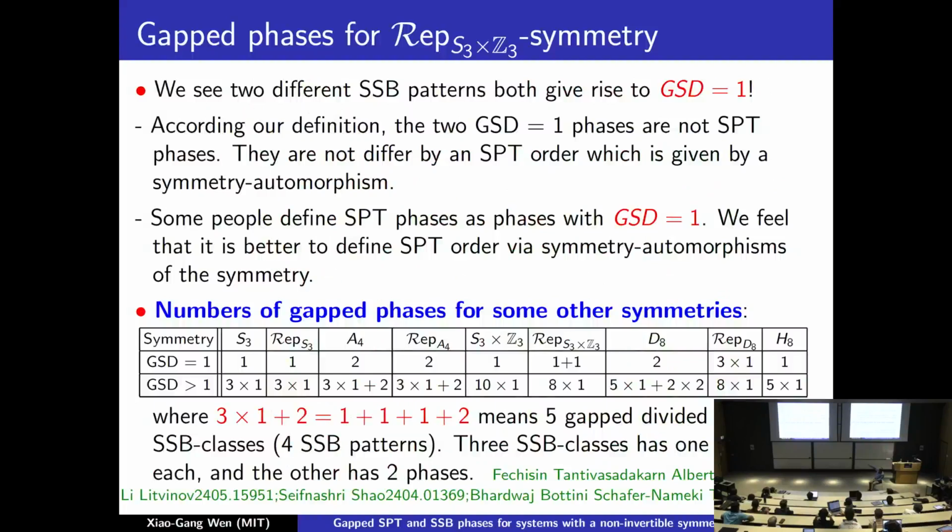This phenomenon happens for the Rep D8. Rep D8 has three gapped phases with unique ground states, which would be called three different SPT states. But they are not connected by automorphism, which fixes the symmetry charge. The example we have is here. But in other cases, like Rep A4, these two phases are connected by automorphism. These are really SPT phases. Okay, thank you. That's my part.